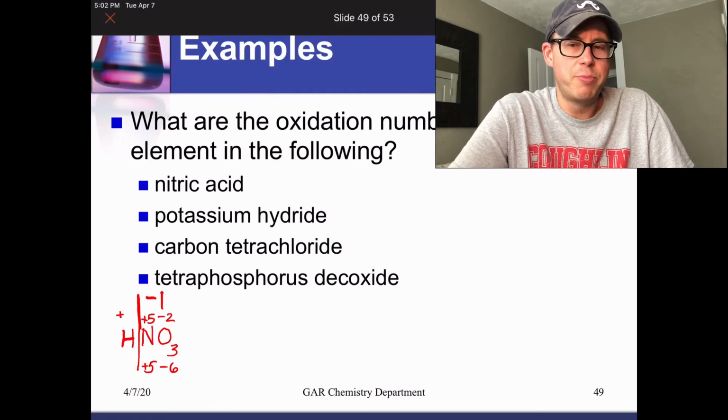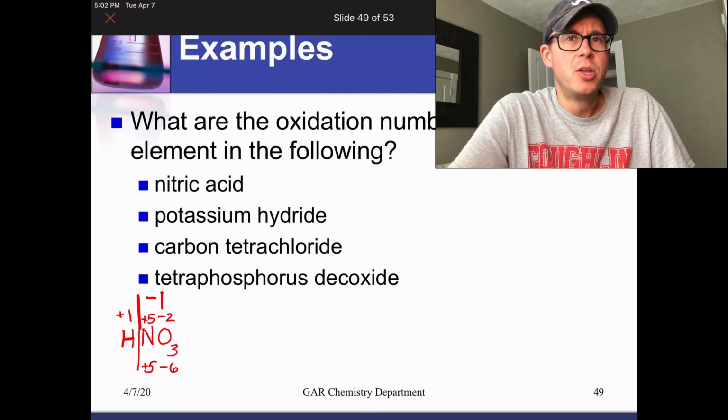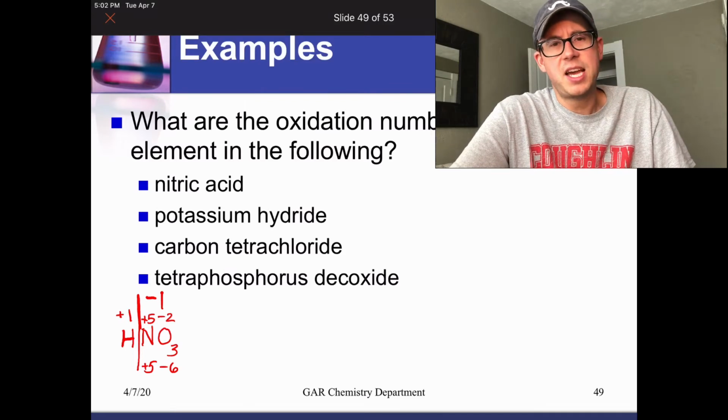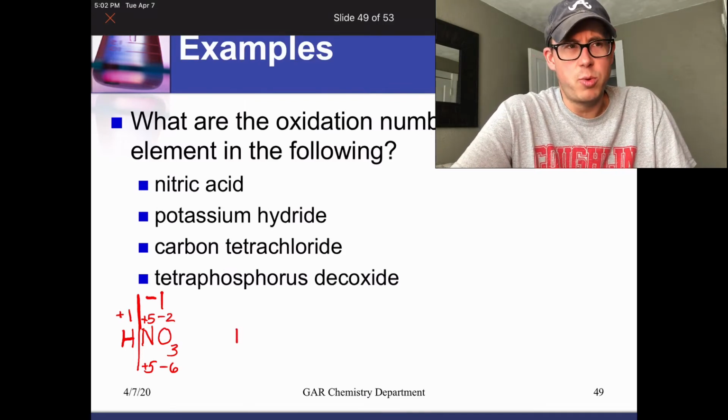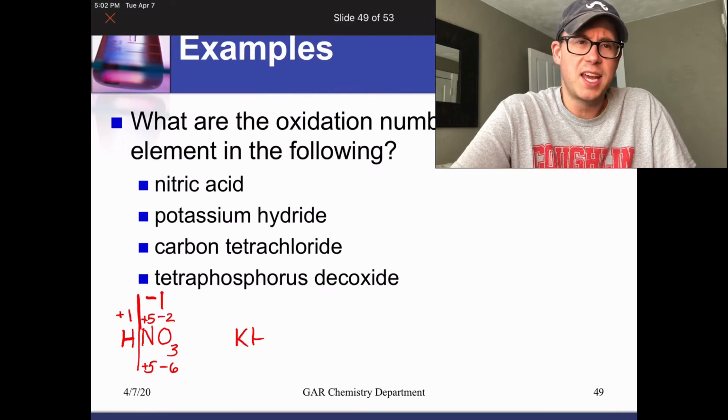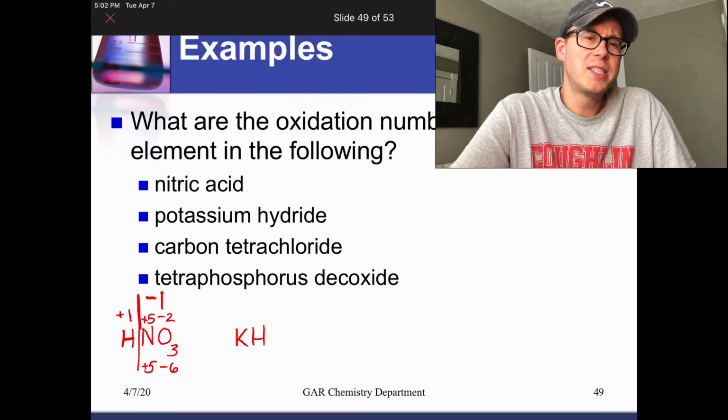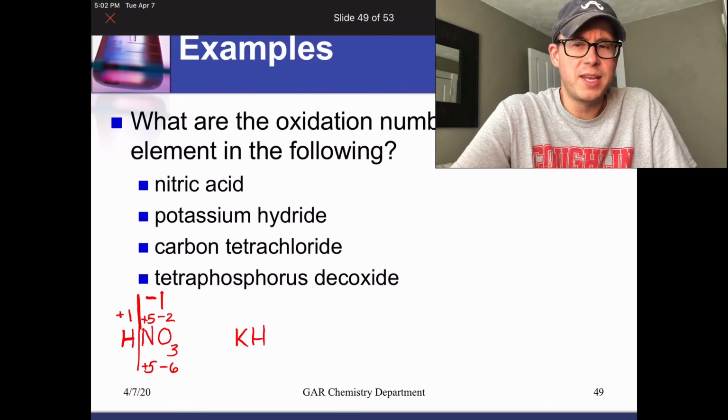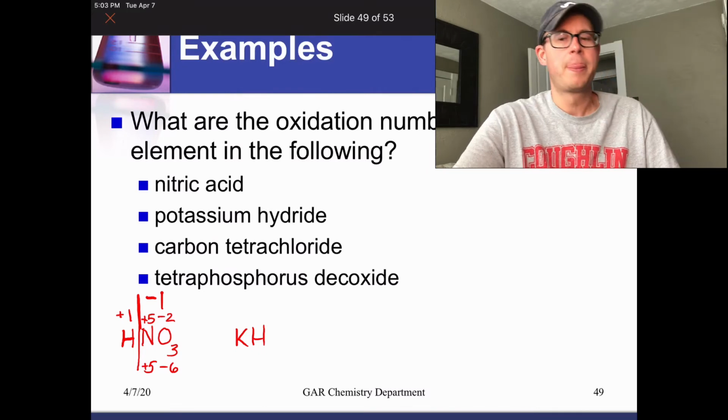In example 2, potassium hydride, we have the formula KH. There's a rule for hydrogen that says hydrogen is almost always +1 unless it's with a metal, in which case it's -1. That fits this compound. Hydrogen is paired up with a metal, so hydrogen would be a -1. Potassium would have an oxidation number +1.